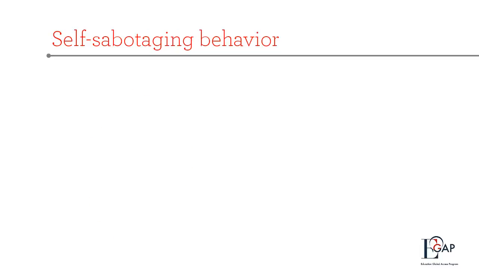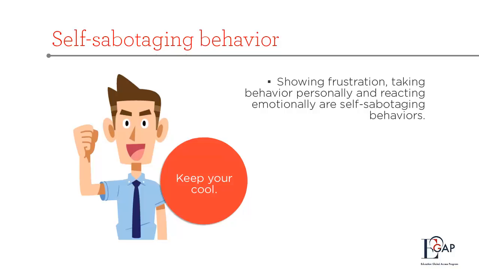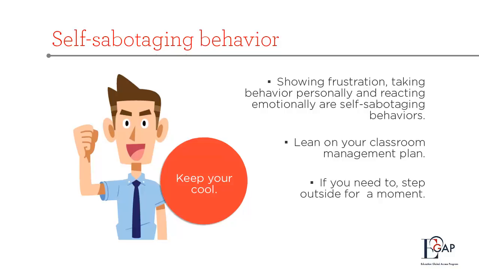Similarly, showing frustration, taking behavior personally, and reacting emotionally are all self-sabotaging behaviors that will weaken your influence and undermine your ability to control your classroom. Instead, keep your cool and lean heavily on your classroom management plan. Take a breath. Take a beat. If you need to, step outside for a moment until you feel level-headed and calm again.